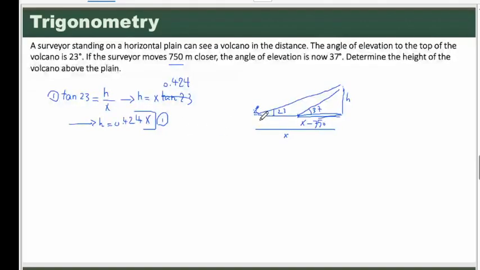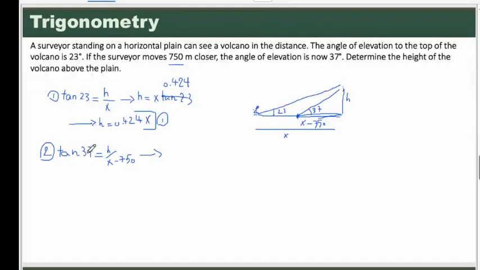Step 2, it says the surveyor comes closer, around 750. So the distance would be x minus 750. The height is the same. So in step 2, again, the angle would be 37, and the height and x minus 750. So I use trigonometry again here. This time the angle is 37, the opposite side of 37 is h, over the adjacent side, which would be x minus 750.